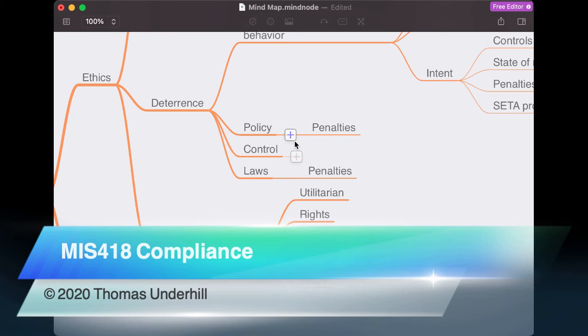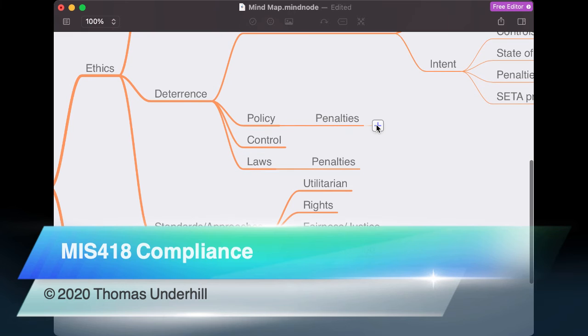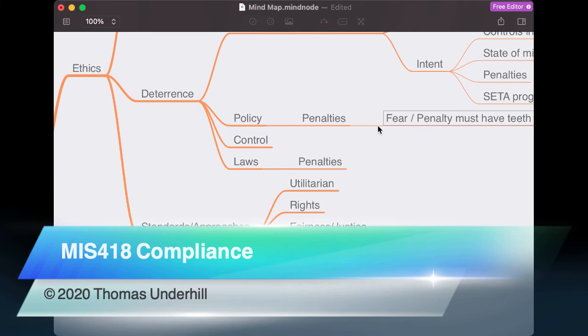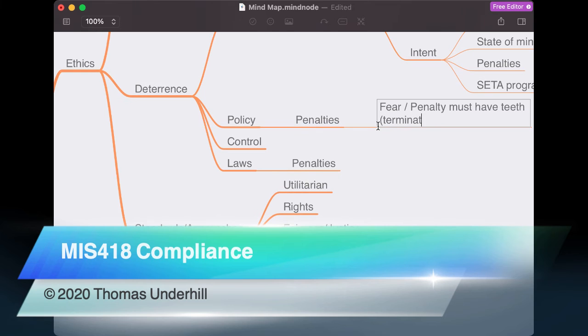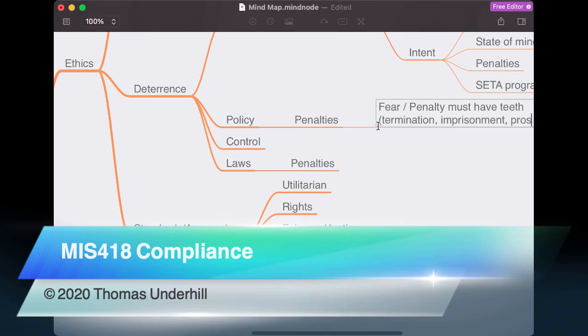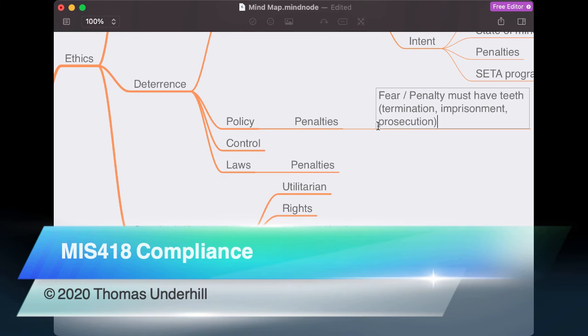Now, the only way these can be effective is if there's a fear. So the penalty must have teeth. If all you get is a slap on the wrist, it's not going to be an effective penalty. So termination, imprisonment, prosecution, these sorts of things can be helpful.